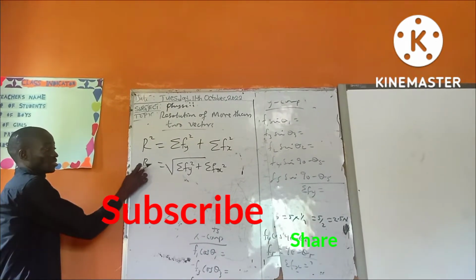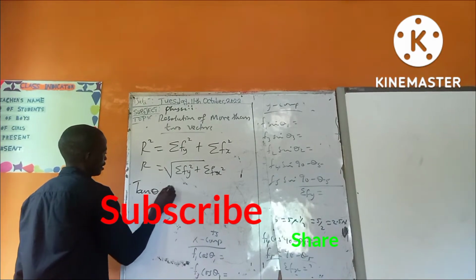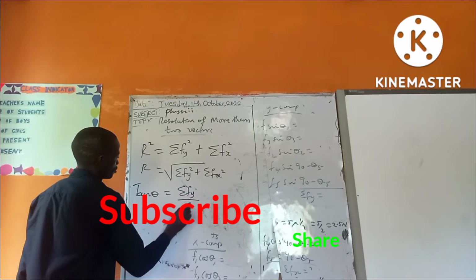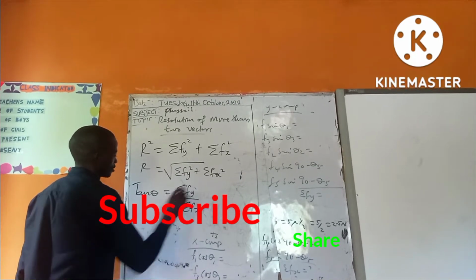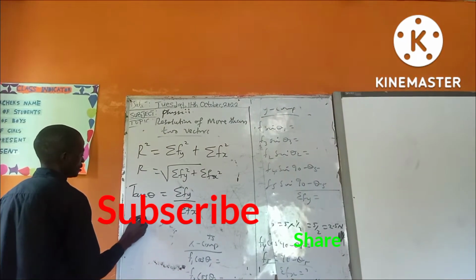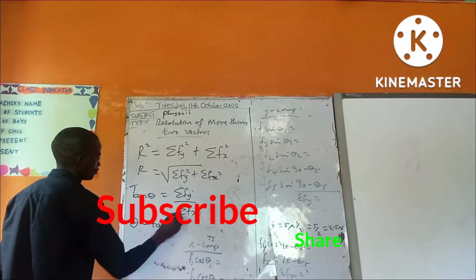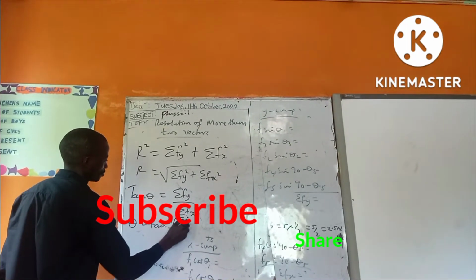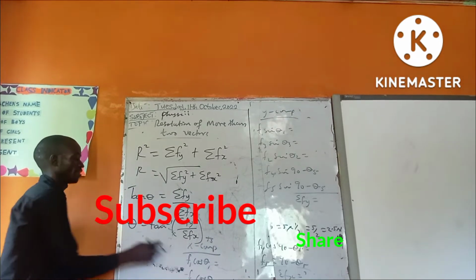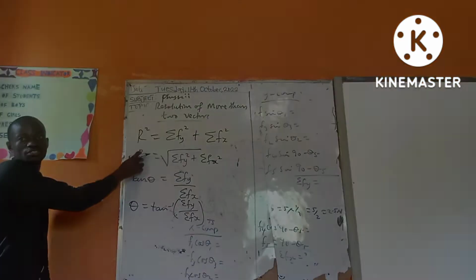Now, in determining the direction of this, you apply what we call tan theta equals summation of f of y over summation of f of x. So, having done that, theta is now going to be tan inverse of summation of f of y over summation of f of x. Whatever I have is theta, and theta is the direction of this resultant.